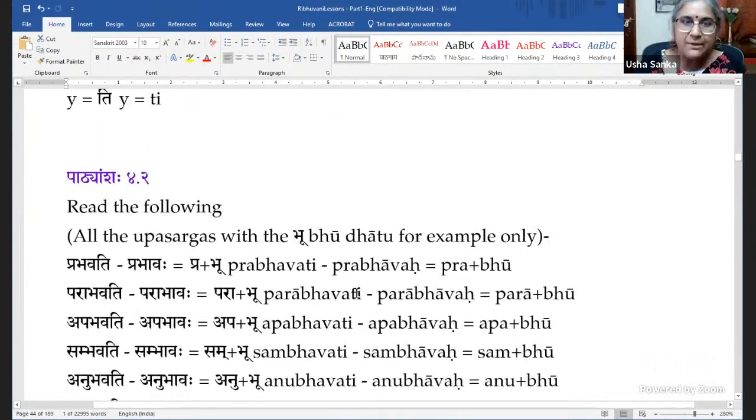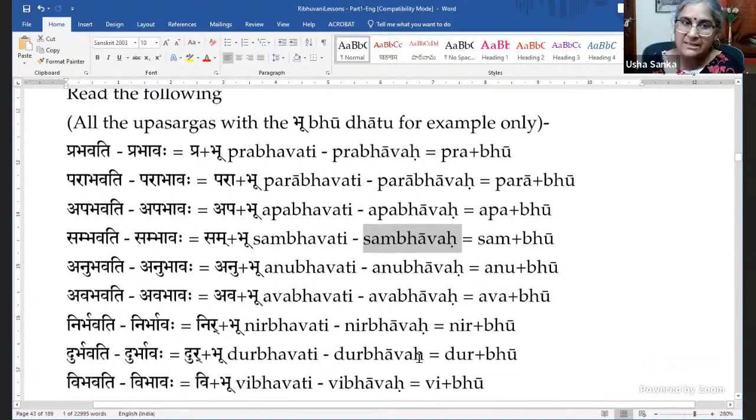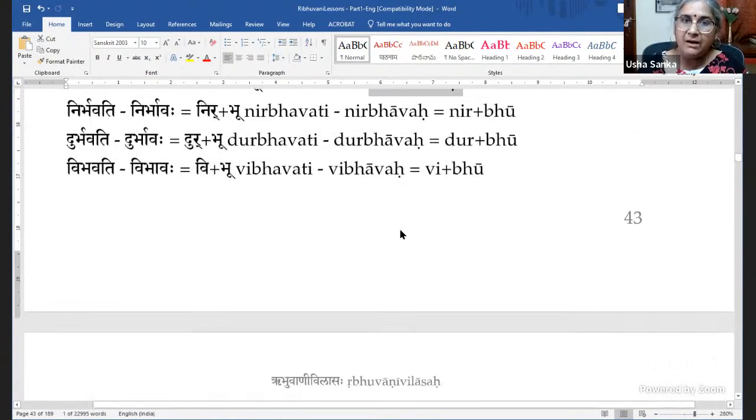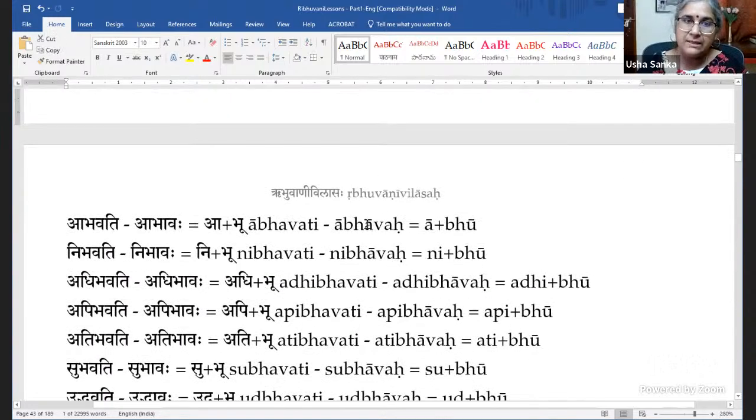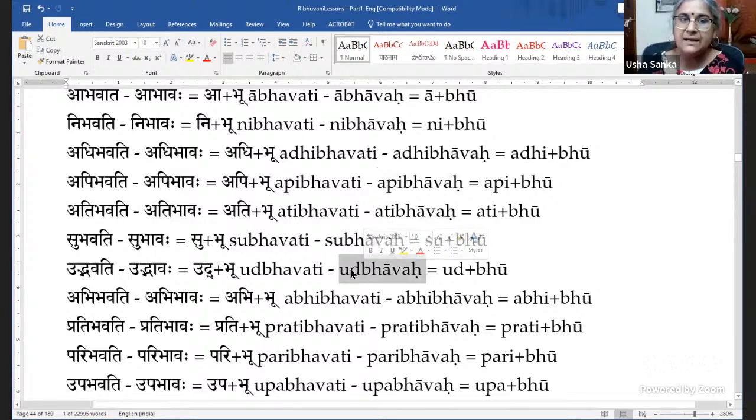So all these don't exist in the world. Only parabhavaha is there, prabhavaha is there, but apabhavaha isn't. Sambhavaha is there, anubhava is there, but avabhava is not. Vibhava is there. Abhava is not there, nirbhava is not there, apibhava is not there. Udbhava is there, subhavati is not there. So all these are not there in the world.